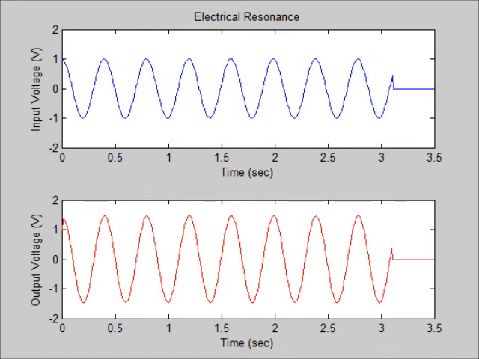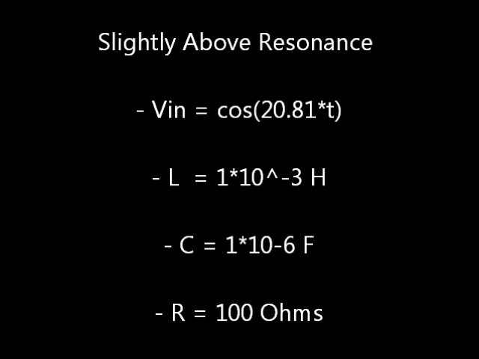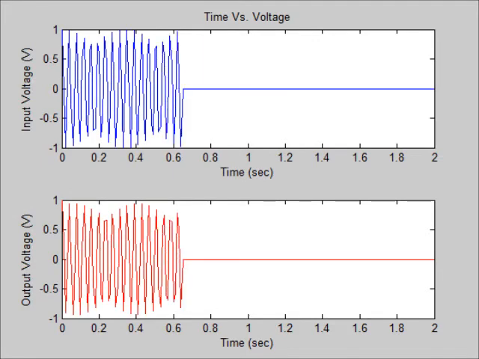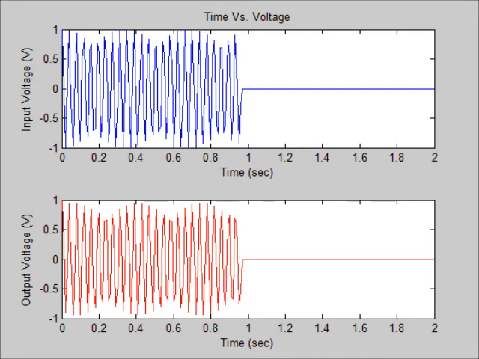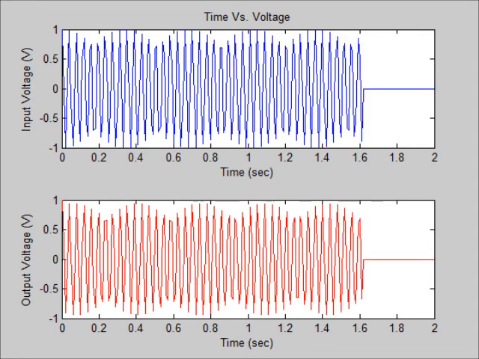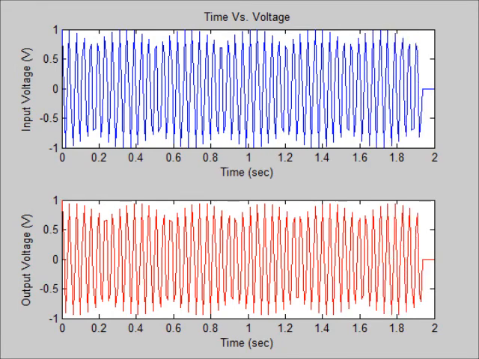So my next example shows slightly above the resonant frequency, and you can see from the diagram that the voltage across the capacitor in this case doesn't come close to the same amplitude as it did in the last case, and that its max amplitude is just below 1 volt.